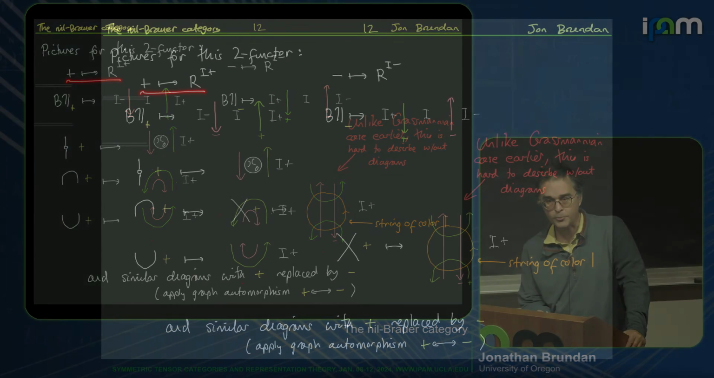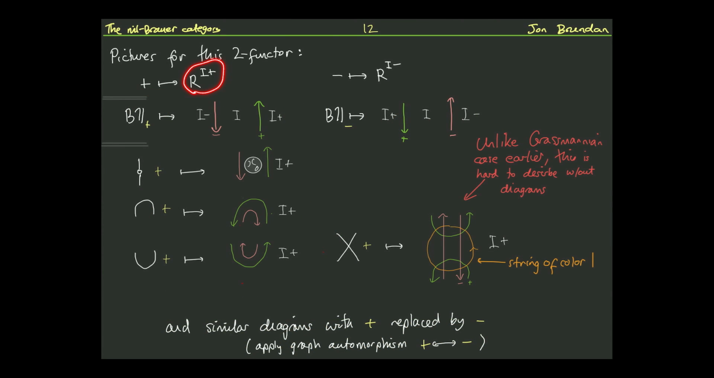So in nil-Brauer, the object plus, of course, goes to the algebra of I-plus invariants. Minus goes to I-minus invariants. And then those are the generating one-morphisms. They go to these two special induction-restriction composites in the singular Soergel calculus.